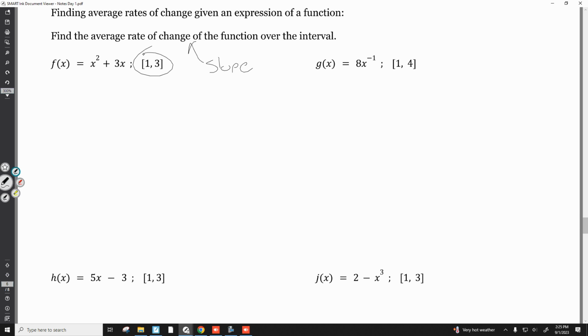This is your x's. You have the bottom of your slope. How do you get the top of your slope? Plug in the x's to find your y. Calculate the slope. That's it. And when you calculate the slope, you are finding a rate at which this function is changing on average. Plug in 1, I get 4. Plug in 3, I get 18. Finish minus start.